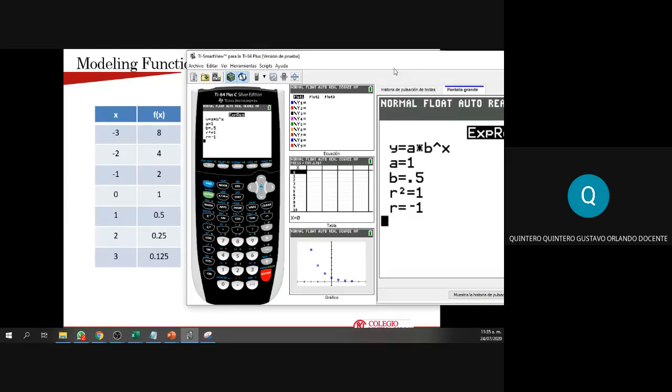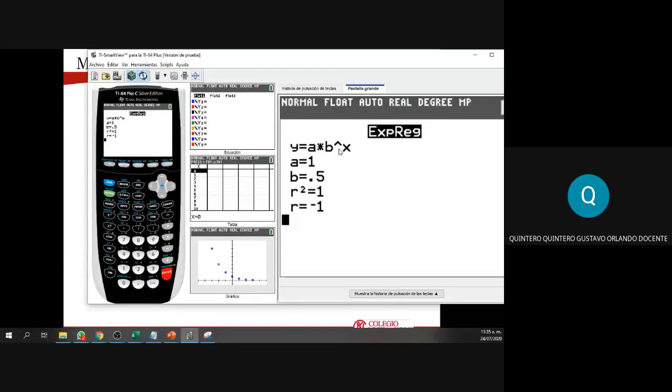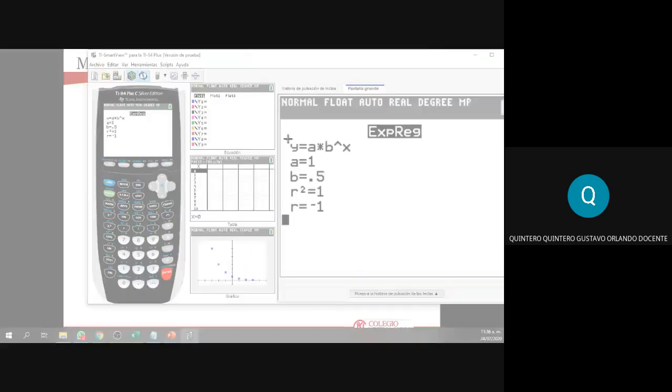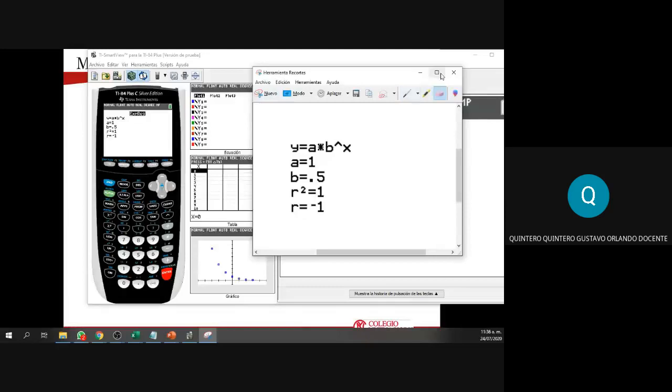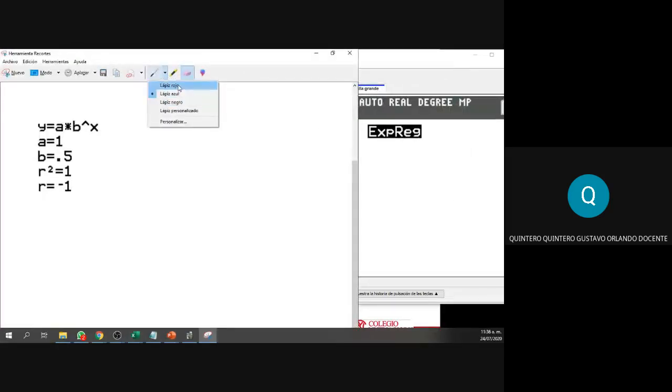Look. This is the form of the function: A times B elevated to the X. So this means the function is y equals A times B to the X, right? That is the form of the function. But the calculator is also telling us what the value of A is and what the value of B is.